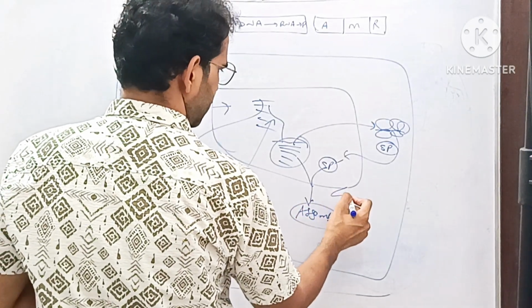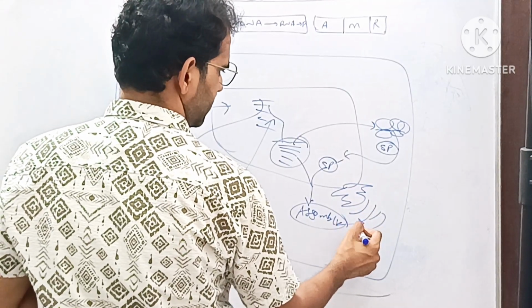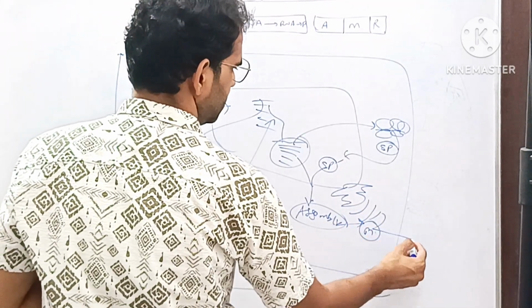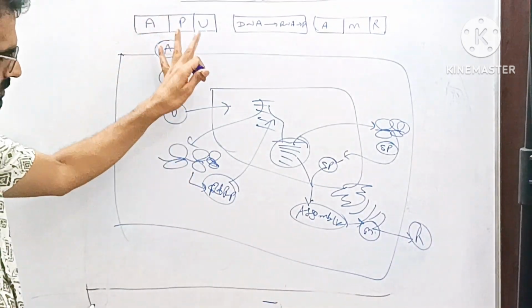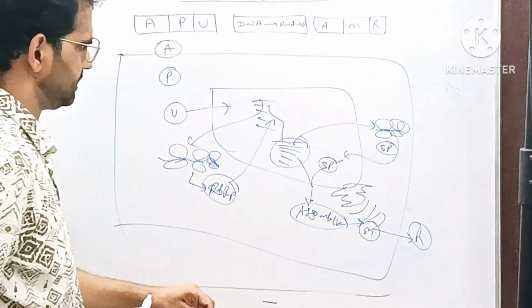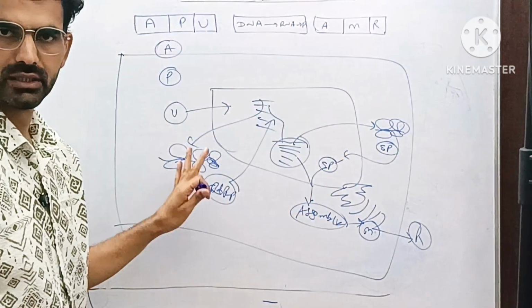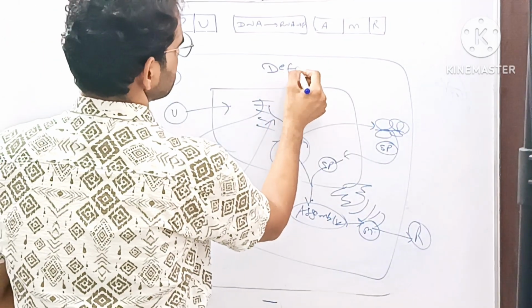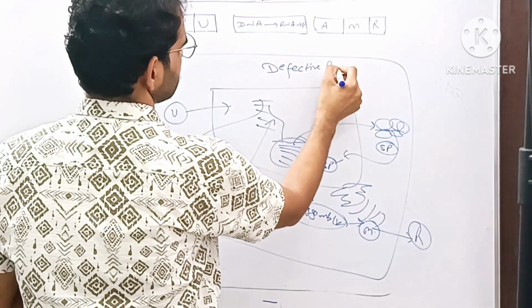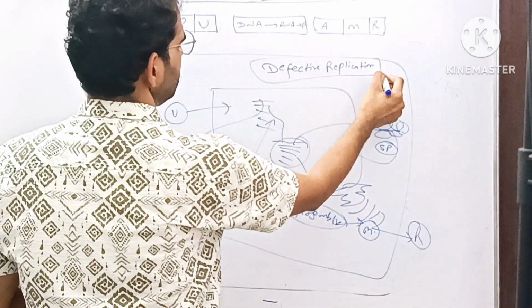Then here is the endoplasmic reticulum, here is the Golgi. After assembly, they go through maturation, then release out of the cell. In this way, this virus enters and exits. This is known as productive replication. In the next lecture, we'll discuss defective replication, not productive, defective replication.